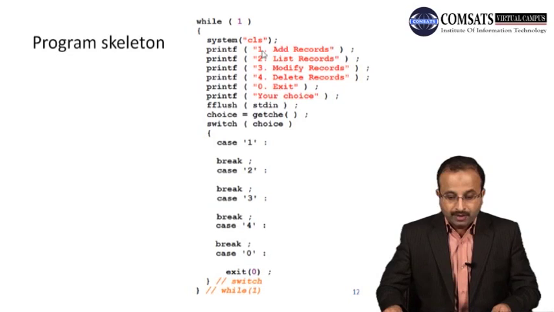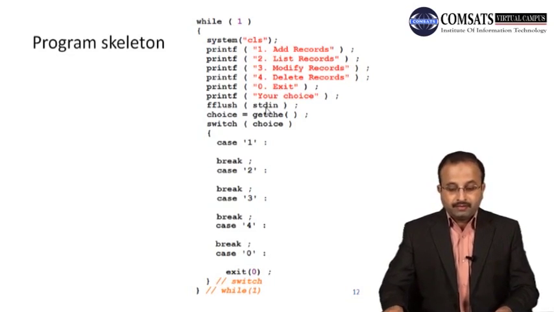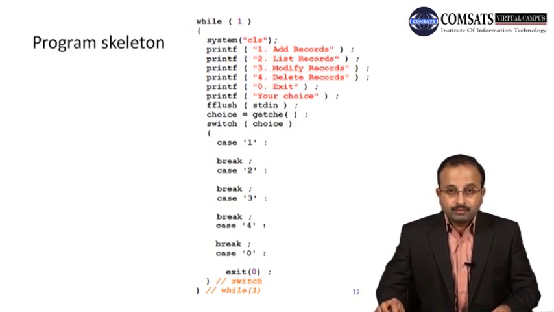Okay? So this is the program skeleton, a database program skeleton. So we have menus 1, 2, 3, 4 for addition of record, listing of record, that is displaying the records, modifying record and delete record, and exit then. Okay? So then you ask the user to input the choice, and here you're taking input. This stdin is to flush out the standard input buffer.